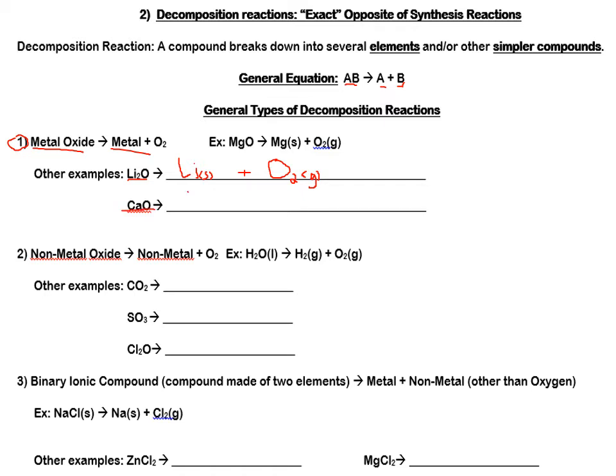CaO will break down, will decompose to form Ca, solid, plus O2 gas. Over here is another one I would expect you to do on your own. So when you have a non-metal oxide, it will break down to form the non-metal and oxygen. So if you have CO2 breaking down, it would break down to form C plus O2 gas.